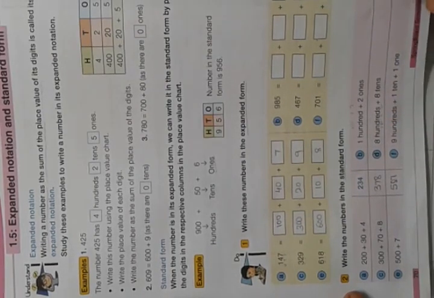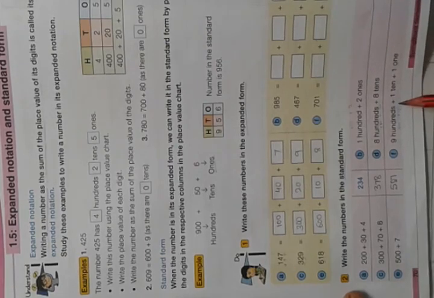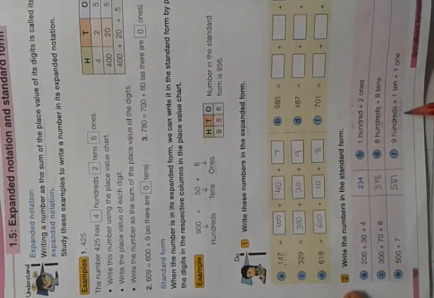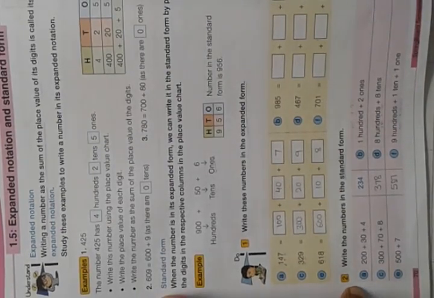Next, 8 hundreds plus 8 tens. 8 tens means 80. 8 hundreds means 800. Right below this, 800 plus 80, we will get 880. Next one, 9 hundreds, that means 900, plus 1 ten and 1 one, which means 10 plus 1. If you add all these numbers, we will get 911.